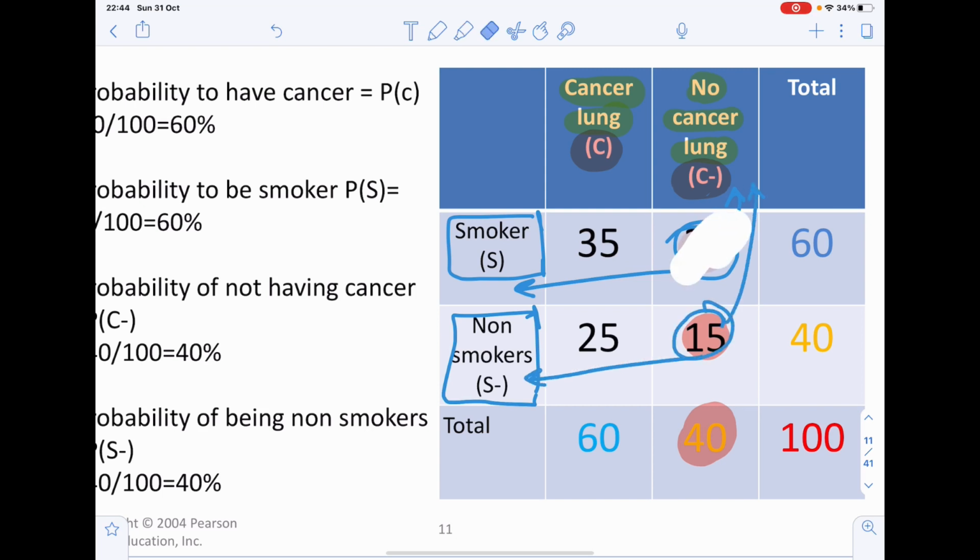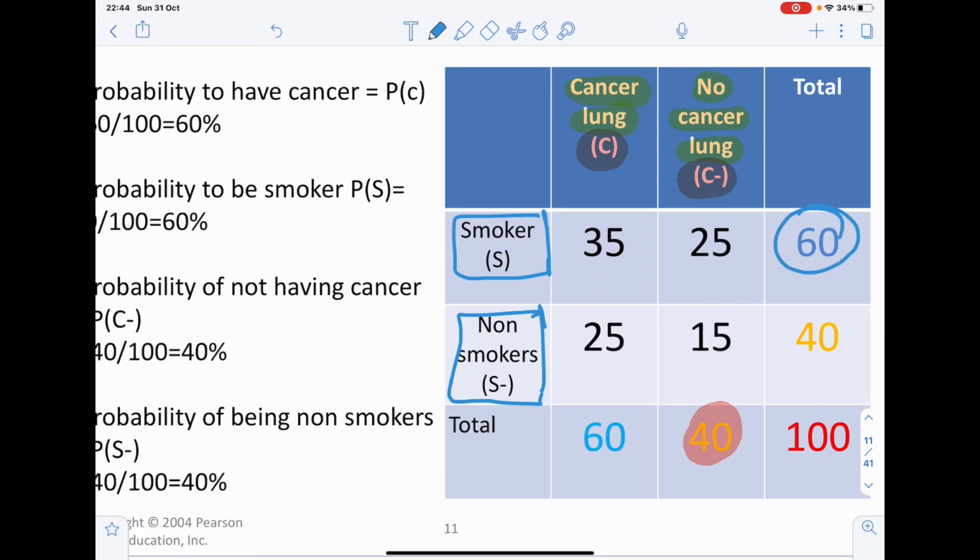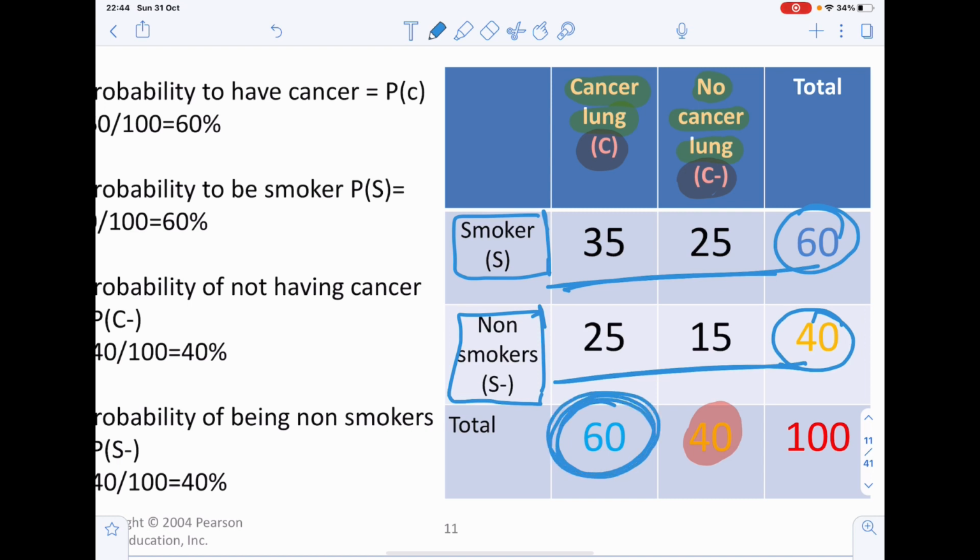Okay, when we are talking about these numbers, 60 is the total of the smokers, and 40 is the total of non-smokers. Then this 60 is the number of people who have cancer, and 40 is the number of people who have no cancer. Okay, and the total number of people is 100.